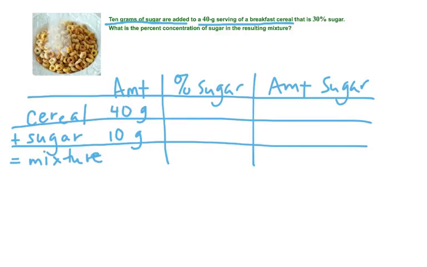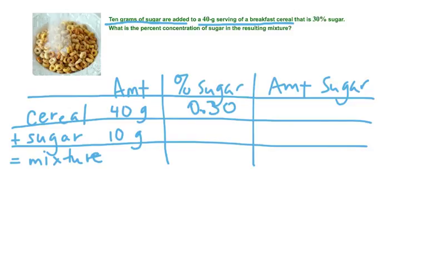Well, I know the percent of sugar in the cereal is 30%. Now, if I'm going to do math on 30%, I need to turn it into a decimal. So instead of 30%, I'm going to write 0.30, because that's how we can do math on 30%: make it into a decimal.